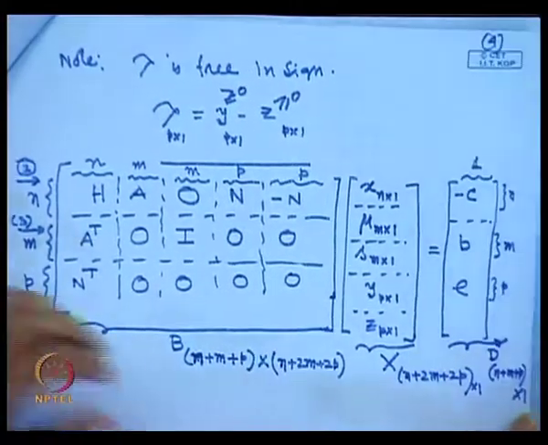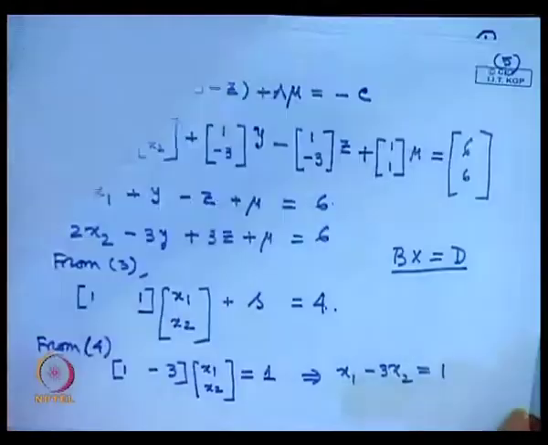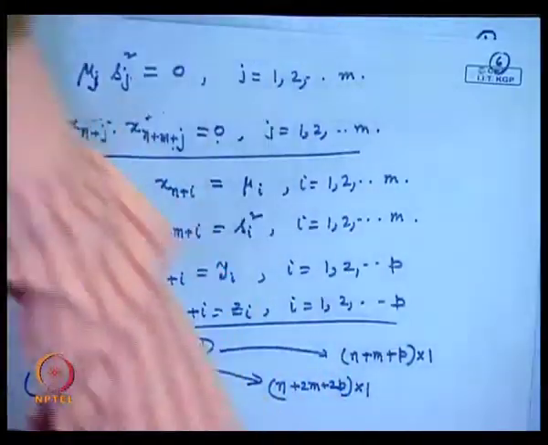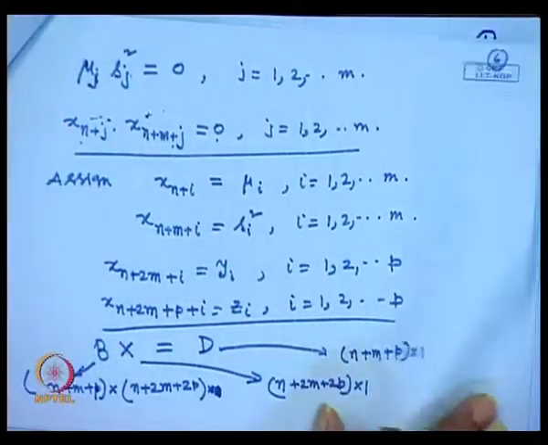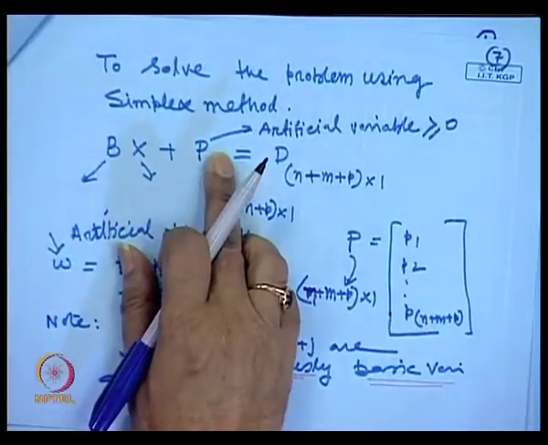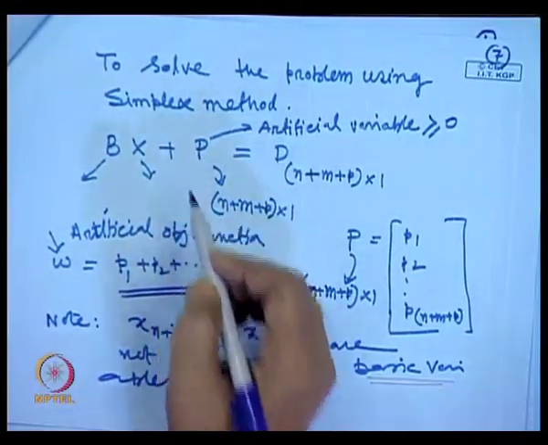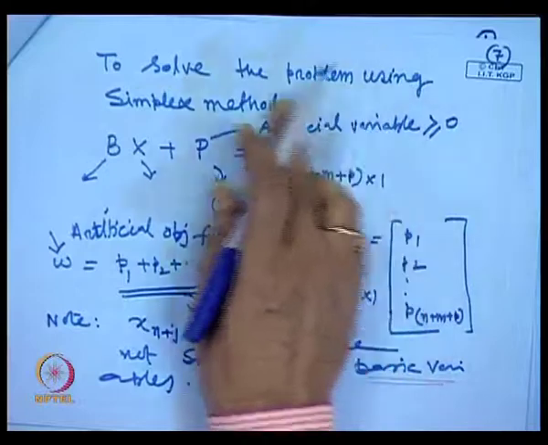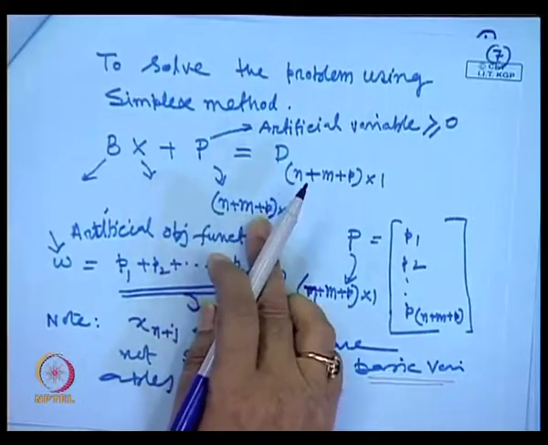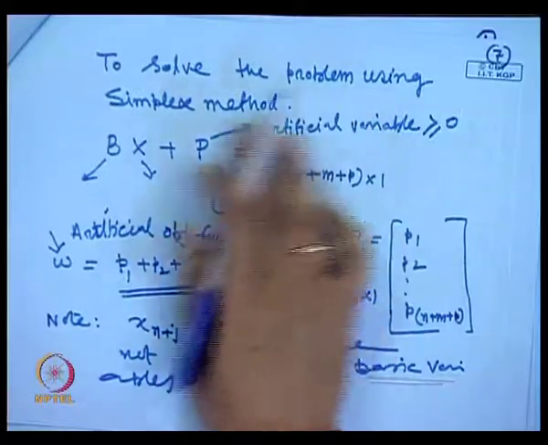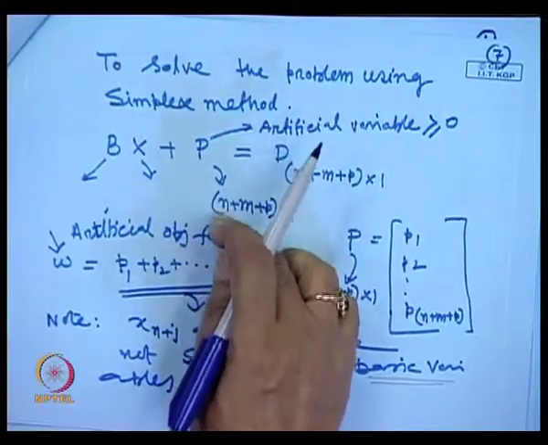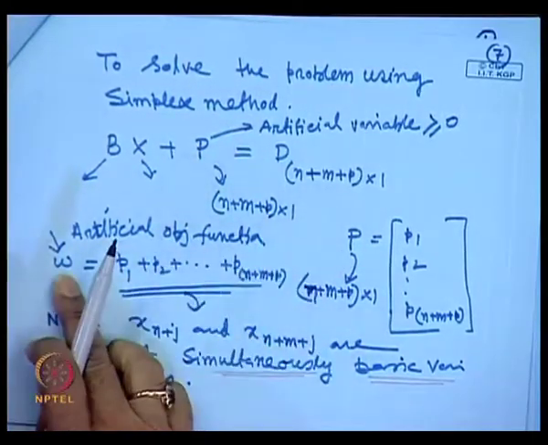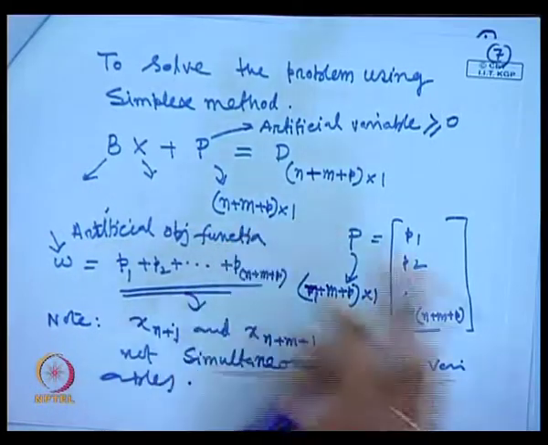This problem we cannot solve directly, so we introduce an artificial variable along with this B x is equal to D. We have considered the artificial variable vector P, which is a vector of dimension n plus m plus p cross 1. So there are that many variables. All the elements of the artificial variable vector P we add together, and that W is called the artificial cost function.